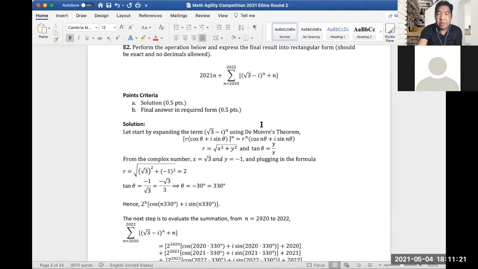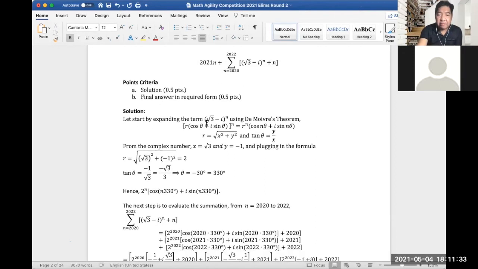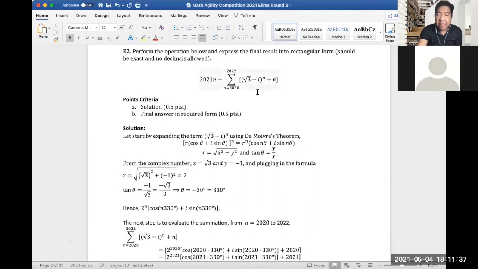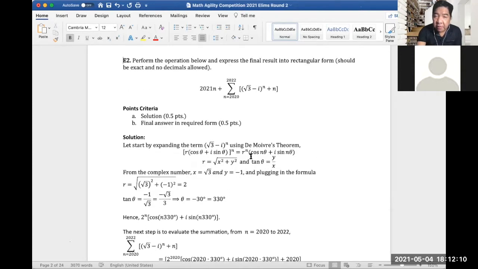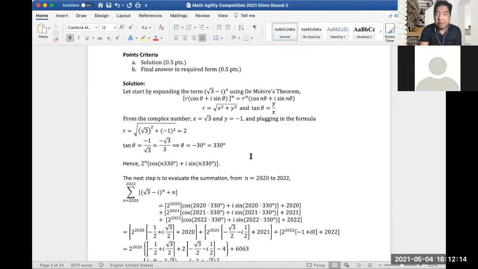Most students would also evaluate the limit on the first term, which is 2020n. If you do that, that would not be the correct procedure. So first, let's try to expand the square root of 3 minus i to the n using De Moivre's theorem. This would actually result in r to the n times cosine n theta plus i sine n theta. To solve for r, we have to get the square root of x squared plus y squared. In this case, our x would be the square root of 3 and y would be negative 1, and plug it into the formula.